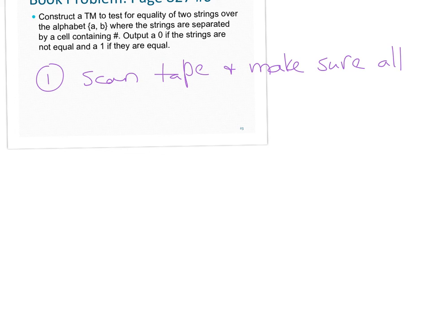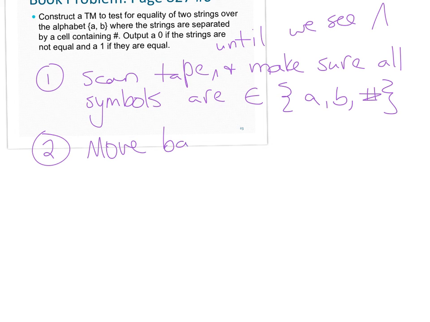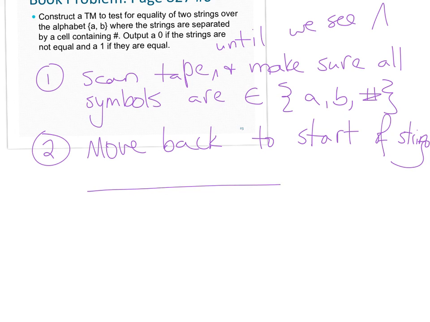The first thing that we need to do is scan the tape and make sure all the symbols are in the alphabet A, B, pound. Make sure all we see is A, B, pound, right? So scan the tape until we see a lambda, and make sure all the symbols are right. And then I guess we'll move back to the start of the string. Of course we know we get to the start of the string because we move left until we see a lambda, and then we move right by one. And then we're going to do a very similar technique to what we did before, right?